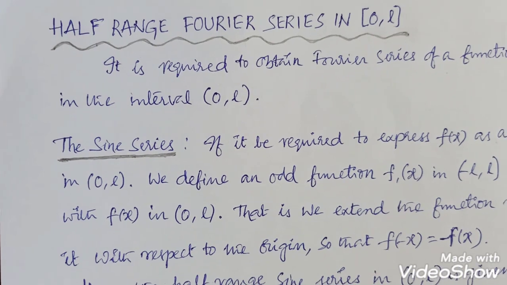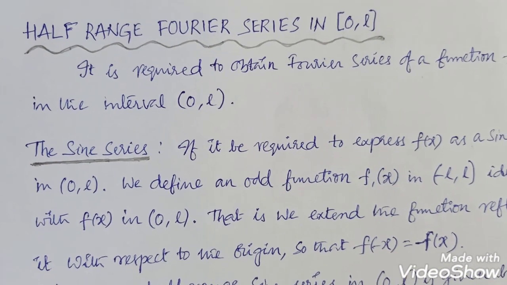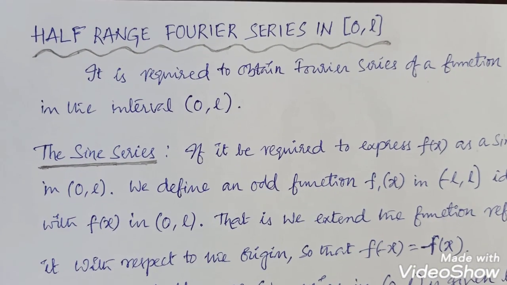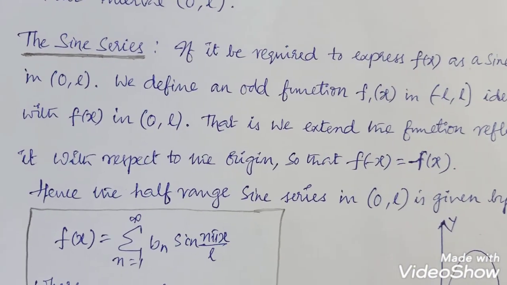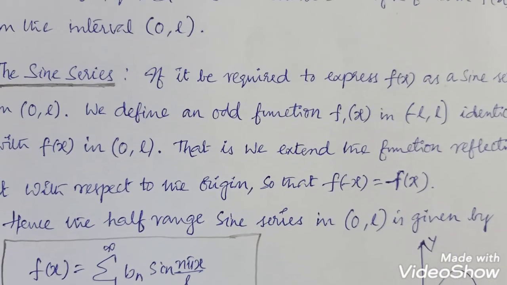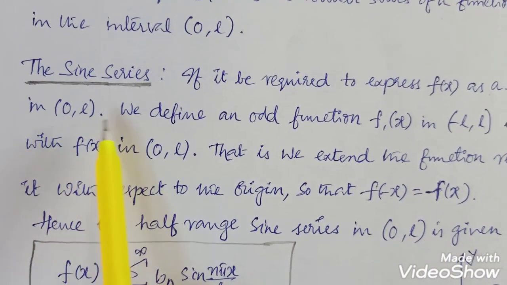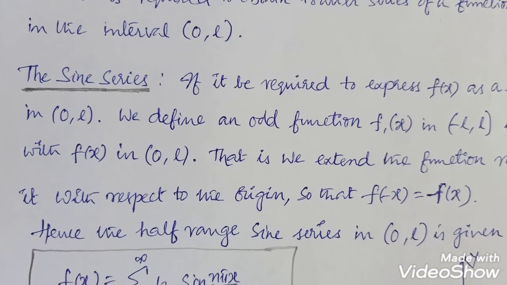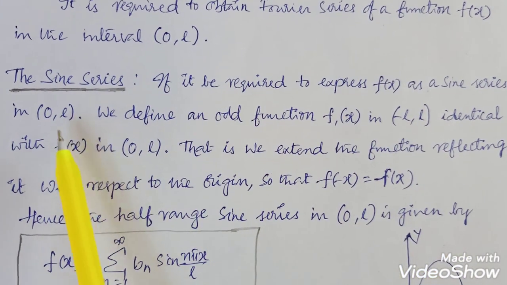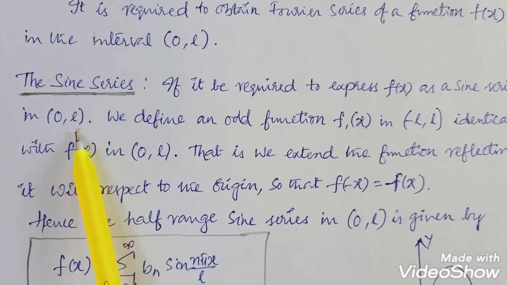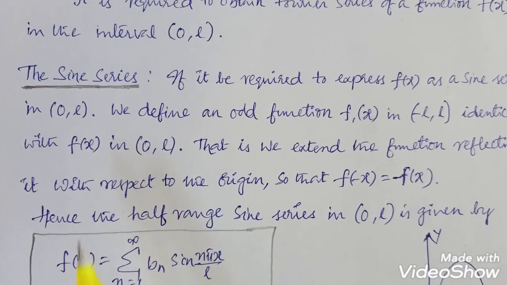In the half range Fourier series, we have two types: the half range sine series and the half range cosine series. Let us first discuss the half range sine series. If we need to express a function as a sine series in the interval 0, L.